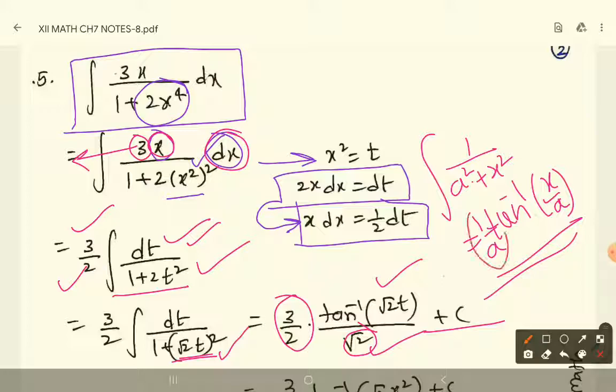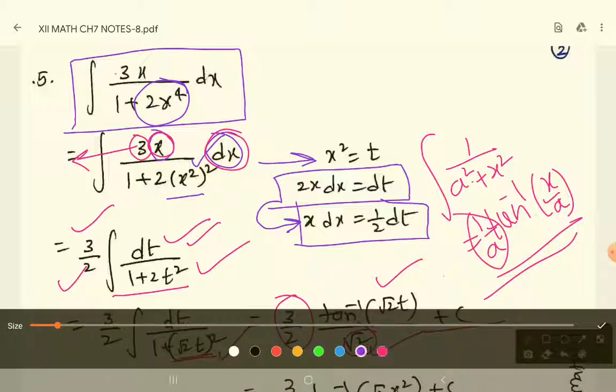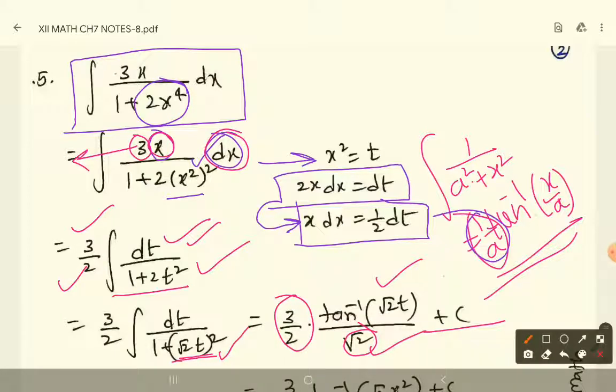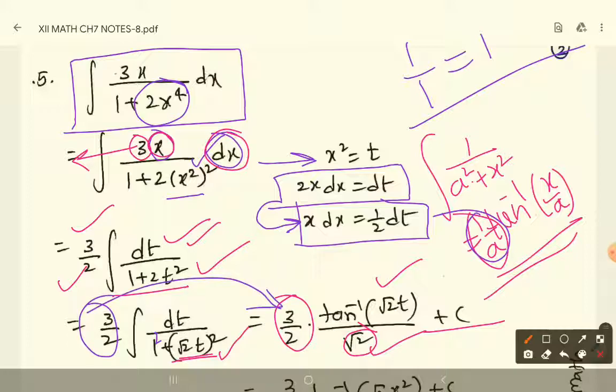So 1 by a is there. What happened to that 1 by a? There is no 1 by a here, the reason is it is 1 square. 1 by 1 will be how much? 1 by 1 will be 1 only. No need to write it. So 3 by 2 I have written it. Then tan inverse formula applied, root 2t because of the coefficient of t, plus c. Then substitute t with x square. So then you will get the final answer.